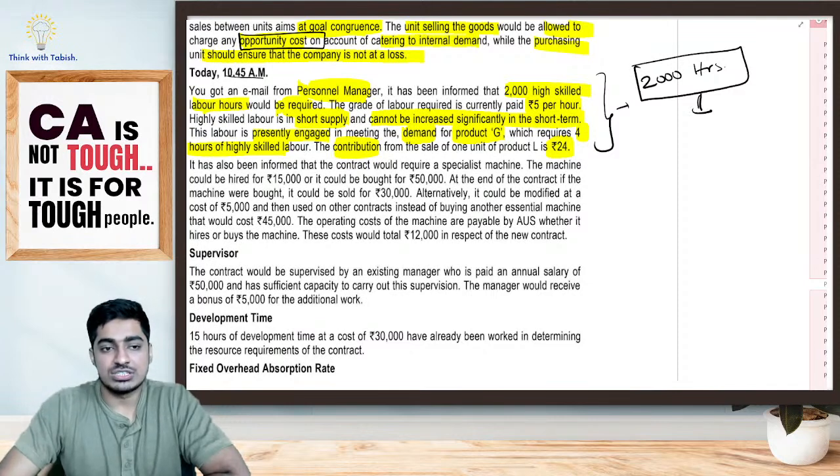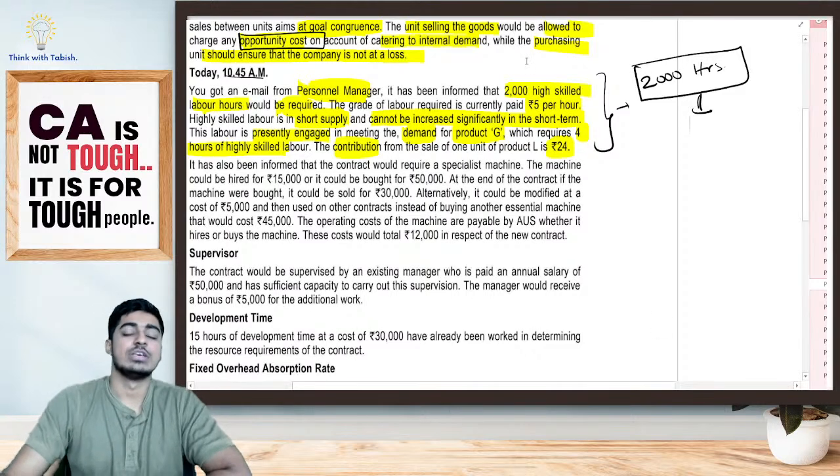Is my voice clear, students? Is it getting stuck? Okay, I hope my voice is clear now. Was there a small stuck in the voice? I hope it is restored now.